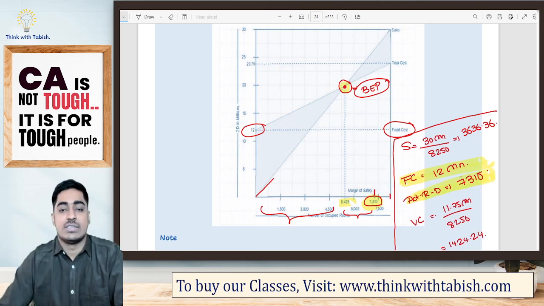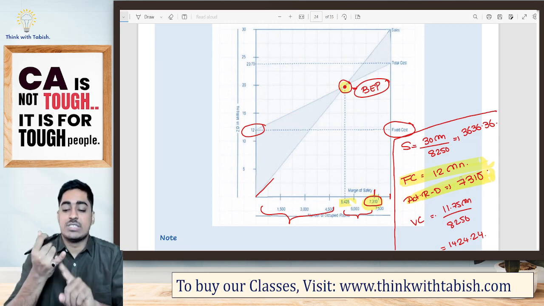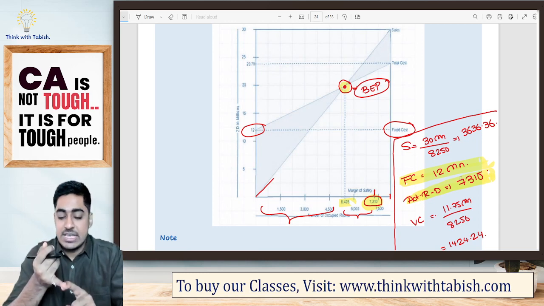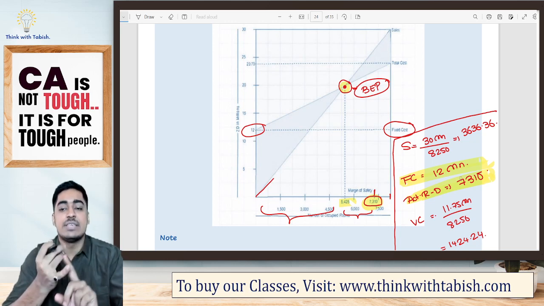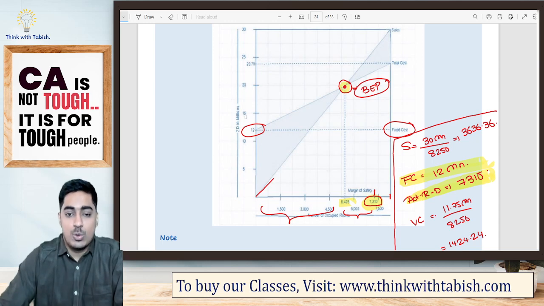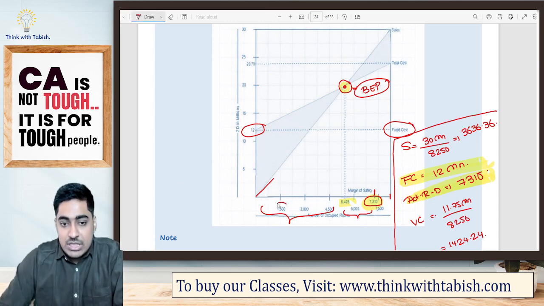Fine. Now, two more data I want. I want selling price, variable cost, fixed cost as well as number of units, here number of room days. Fixed cost I got, room days I want. Now selling price as well as variable cost. Now if you observe it, 1500.